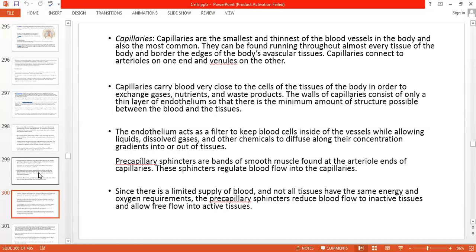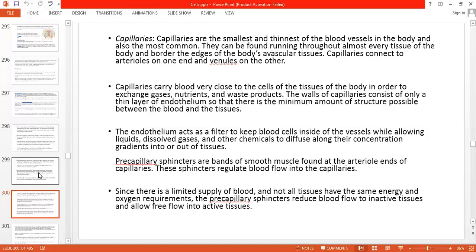Capillaries carry blood very close to the cells of the tissues of the body in order to exchange gases, nutrients, and waste. The wall of the capillaries consists of only a thin layer of endothelium so that there is a minimum amount of structure possible between the blood and the tissue. These capillaries are present in our tissues where an exchange of nutrients and carbon dioxide takes place.